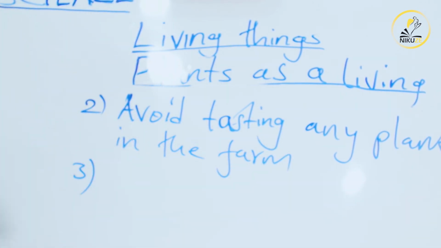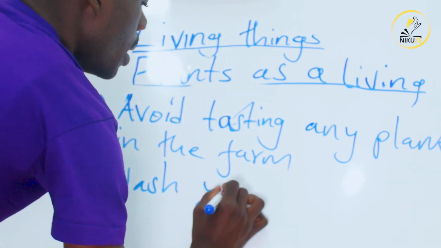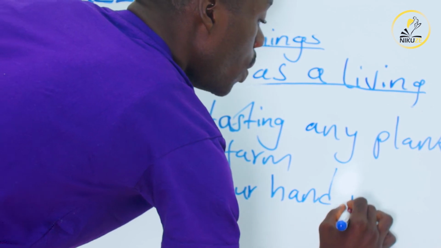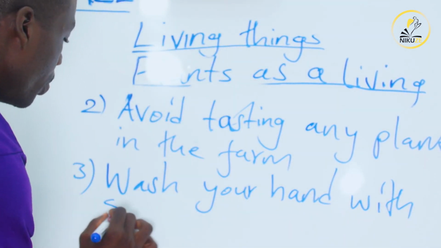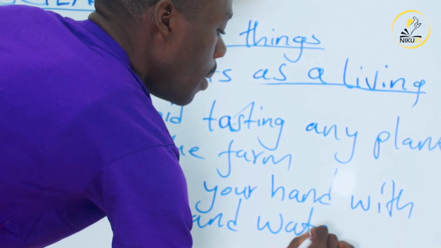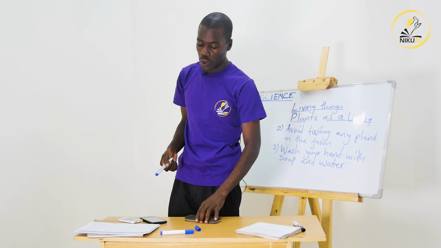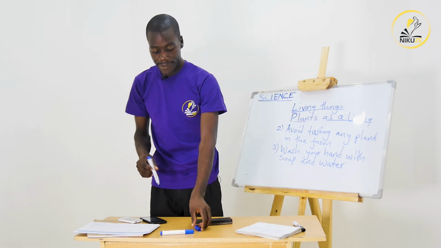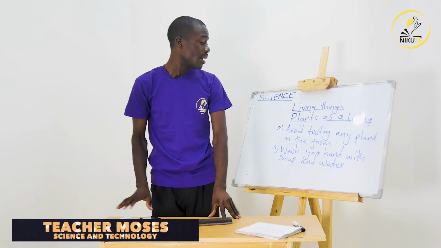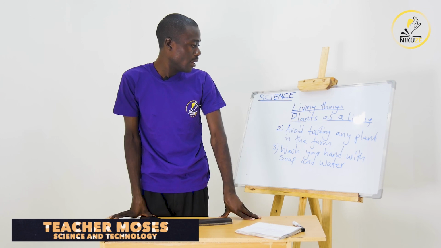Number three, we have said wash your hand with soap and water after working in the farm, so that you ensure you are safe, the safeness on your side. You are very safe. So those are safety precautions that you should undertake while working in the farm.